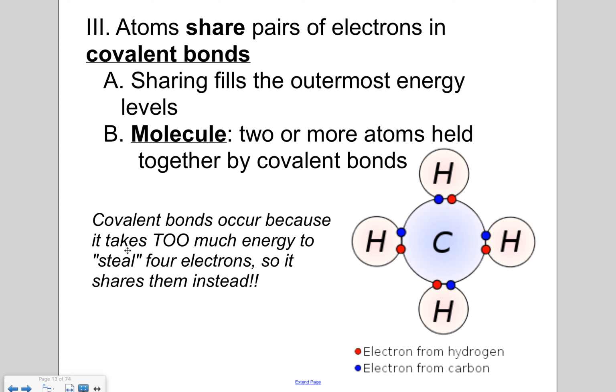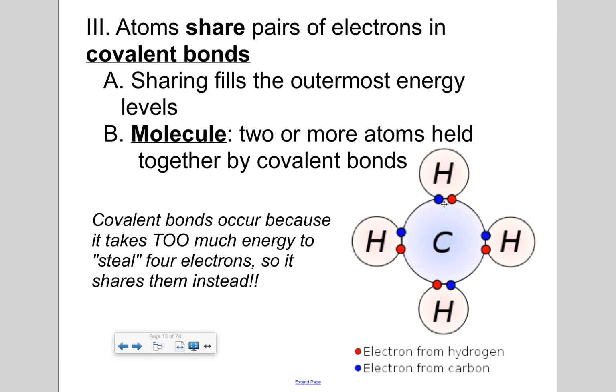It can be the same elements, but it can also be different elements. And so what that means is that if they're sharing electrons, then you have created a molecule. And if they are being transferred, then you've pretty much created a compound, I guess. Covalent bonds occur because it takes way too much energy to steal 4 electrons, so it shares them instead.